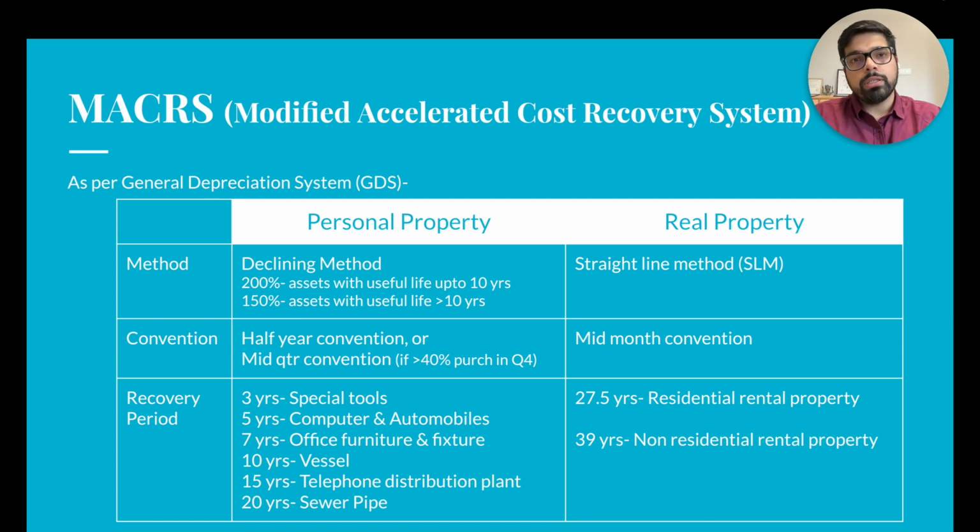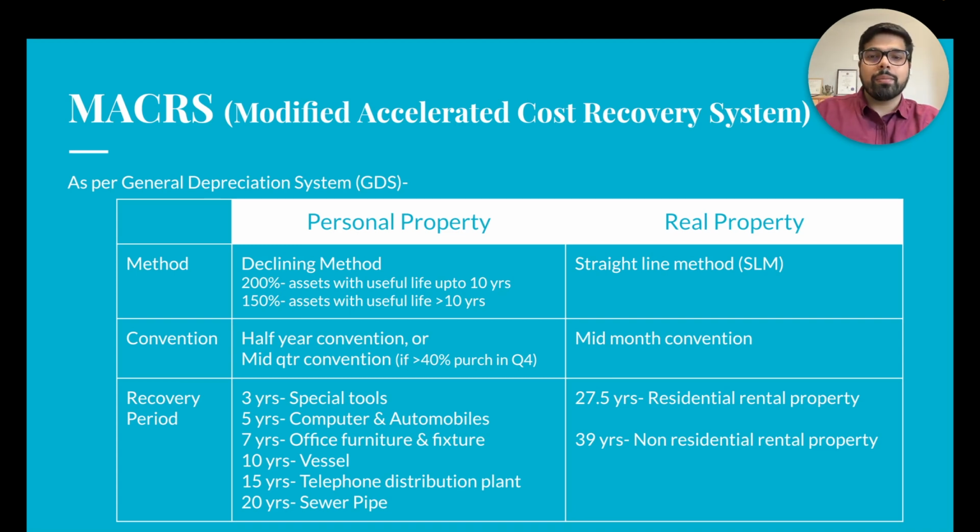Suppose during the whole year I bought assets worth $1 million, but out of that, almost $500,000 worth of assets were bought in quarter four. So I bought more than 40% of the total purchase in quarter four. I'll be following the mid-quarter convention for those assets bought in the later part of the year, but for the others, I can follow the half-year convention. I hope that makes sense.